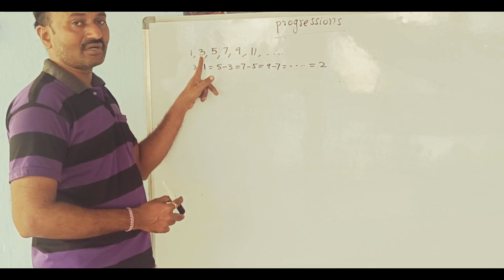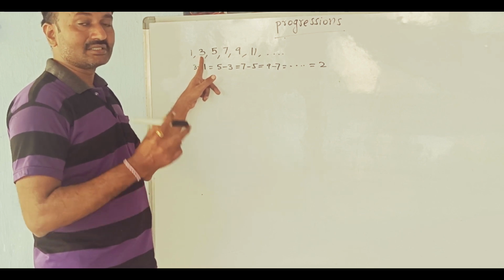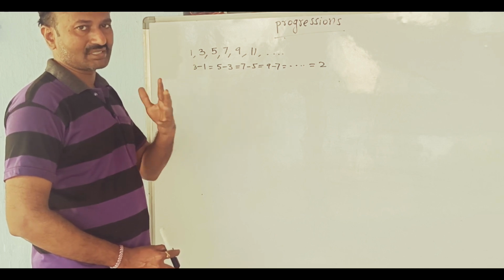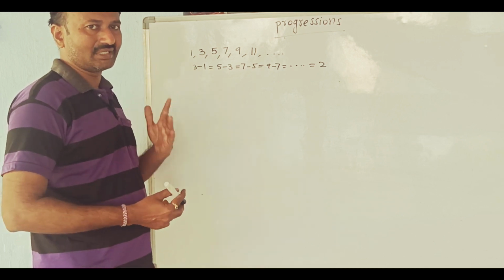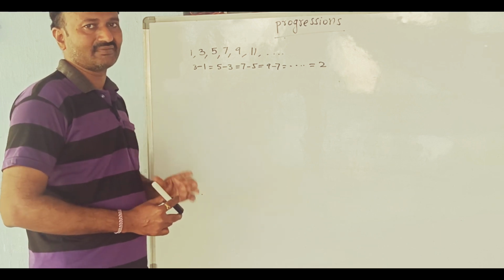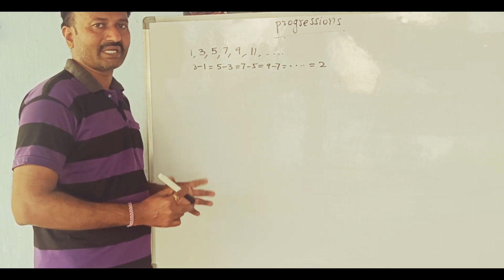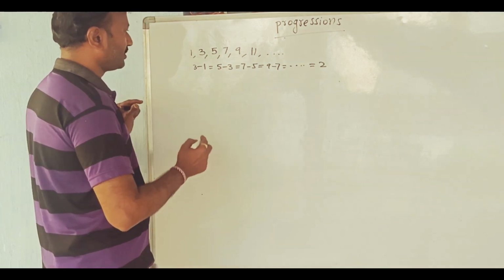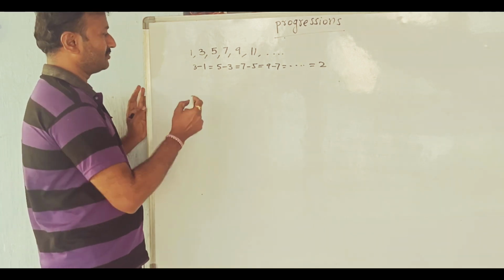Here, 3 we got by adding the fixed number to the first number. But the first number is not obtained by adding 2 to any term. That's why in the definition, "except first term" is given. The first number is not obtained by adding any term to any other term. That is fixed. Clear? So let us understand the general term.